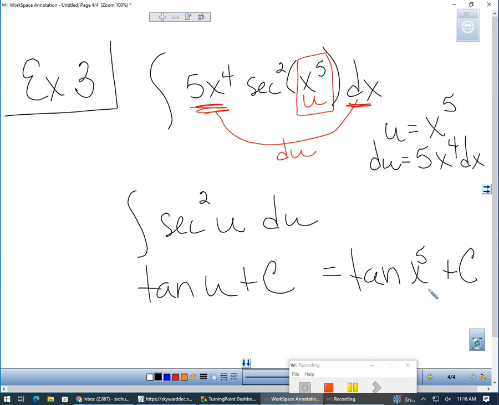So there are times where you have to do a little manipulating with the dx part to get it to match, and sometimes it's straight up like this one. They like to call me master manipulator.